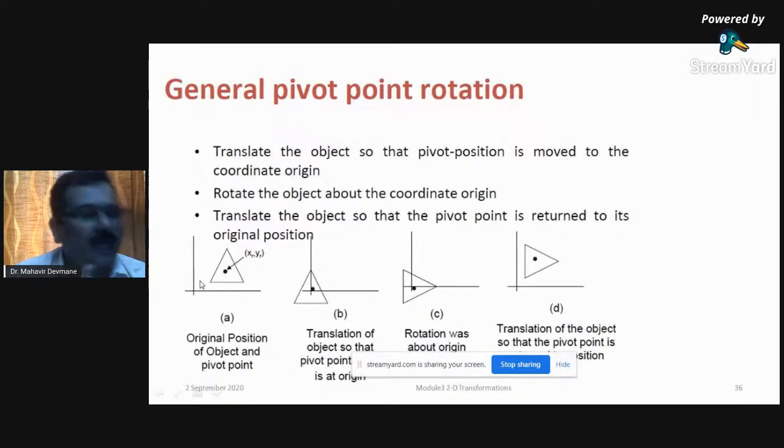So after all, the fixed point or pivot point depends on the situation. Whatever fixed point is given to you, based on that you have to work. All right.